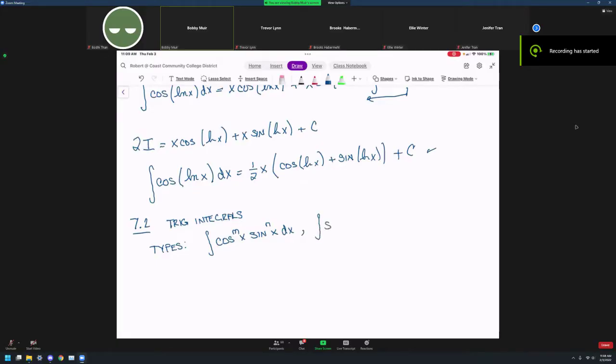These guys: secant to the mx times tangent to the nx dx, and some others. Okay, so as far as the sine and cosine stuff goes, that's generally not all that much of an issue.